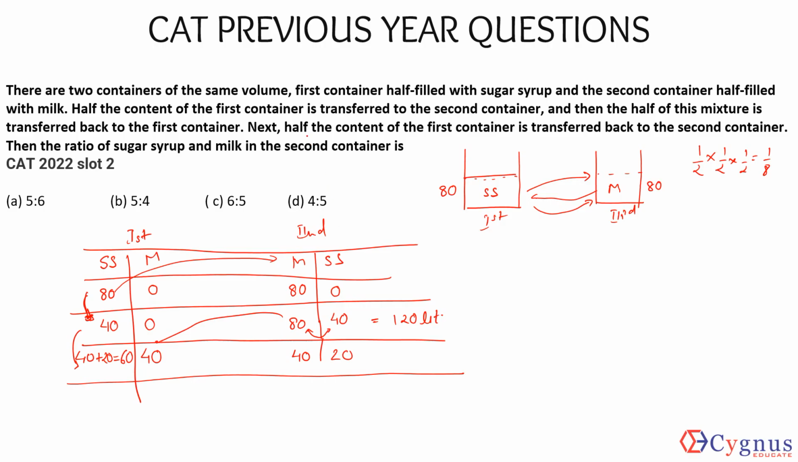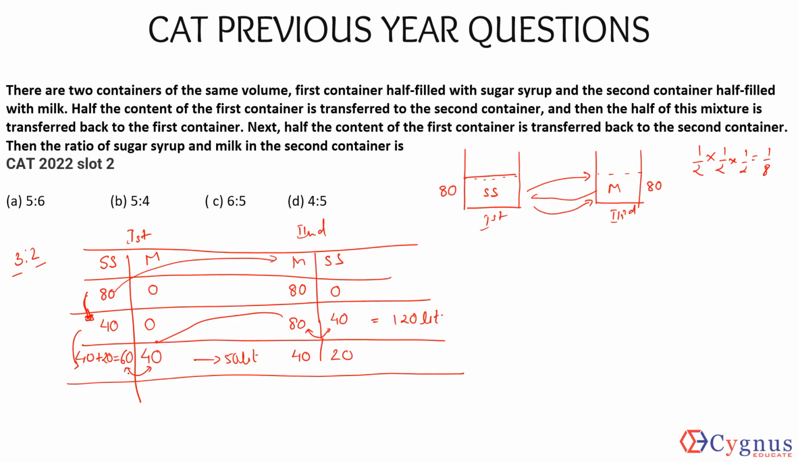This was the second transfer. Now, I need to transfer half the content of the first container back to what? The second container. Now, the first container contains 60 plus 40, that is 100 liters. So I'm going to transfer 50 liters out of that into the second container. Yes or no? And I also know that the first container contains sugar syrup and milk in the ratio of 6 is to 4. That is 3 is to 2. So out of those 50 liters, which I'm going to transfer from the first container to the second, sugar syrup and milk will be in the ratio of 3 is to 2.